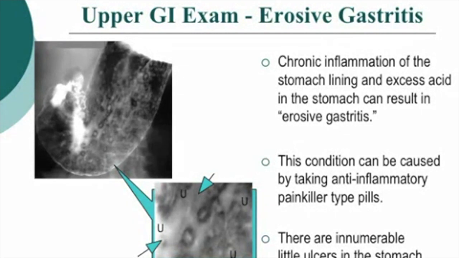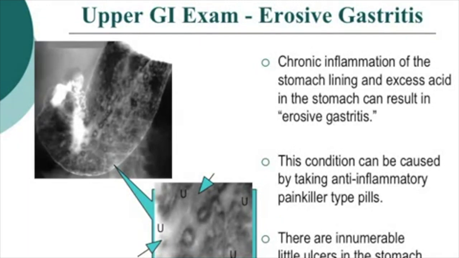This condition can be caused by taking common over-the-counter anti-inflammatory painkiller type pills. Chronic inflammation of the stomach lining and too much acid in the stomach can result in the development of many little ulcers, shown here on images from an upper GI exam. The small image at the bottom shows the many little ulcers in the stomach.